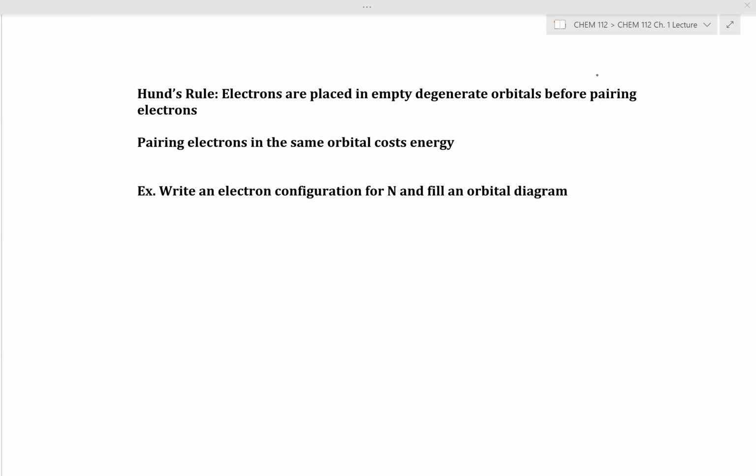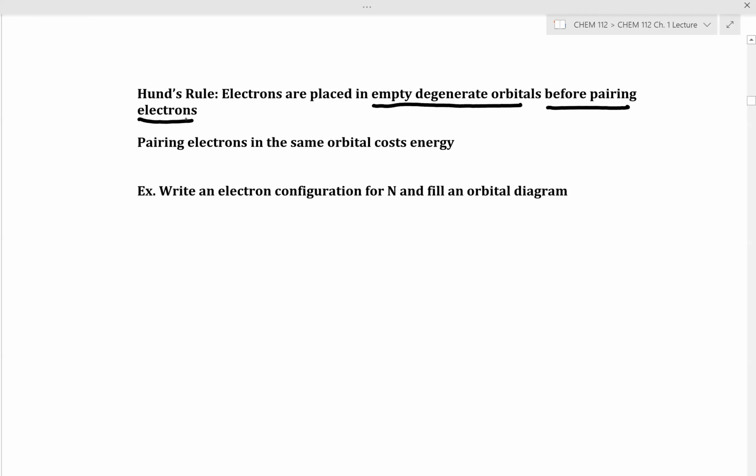Okay, so let's get started. As we were leaving off last class session, we were discussing electron configurations. Now, one of the rules associated with writing out electron configurations and writing out valid orbital diagrams is Hund's rule, which essentially says electrons are placed in empty degenerate orbitals before pairing electrons.